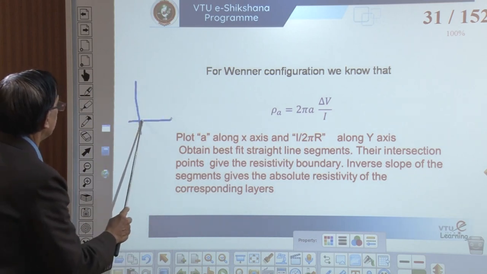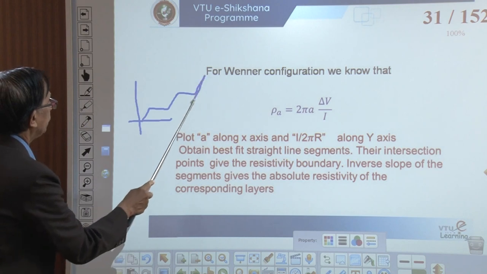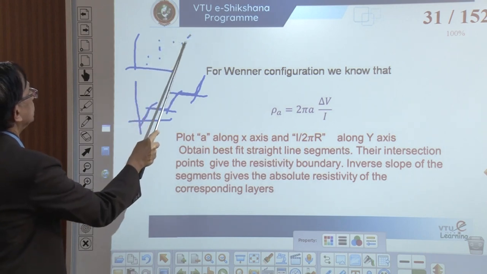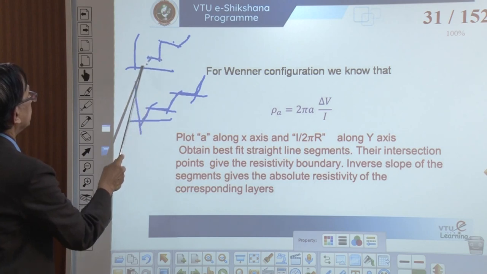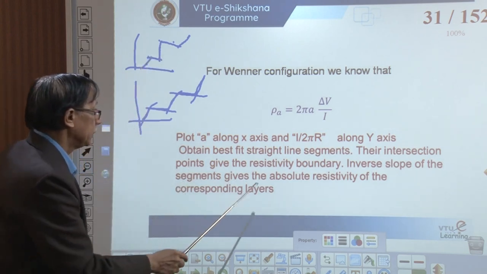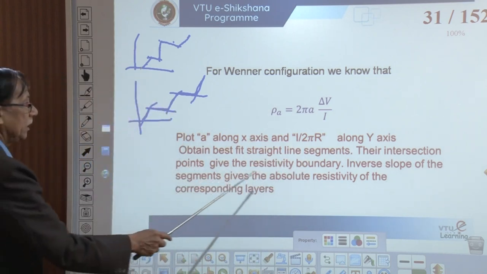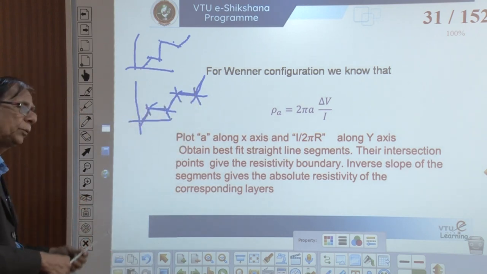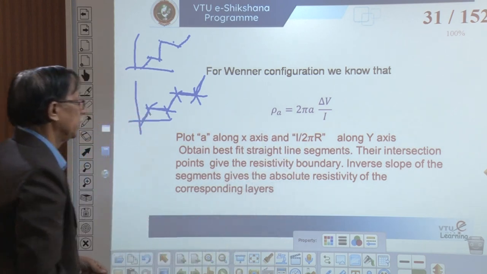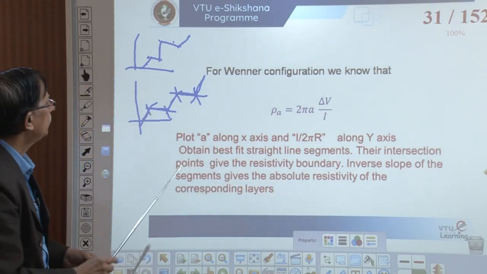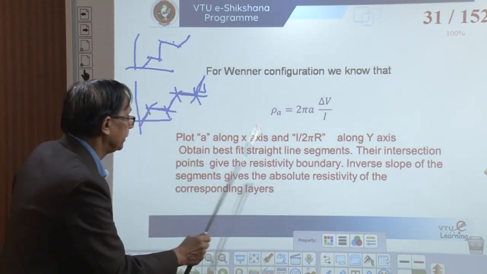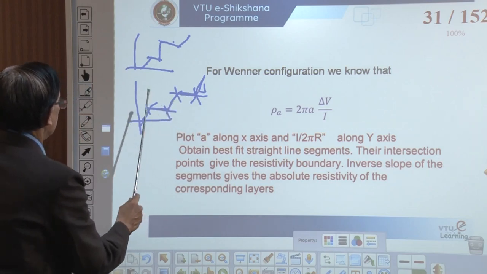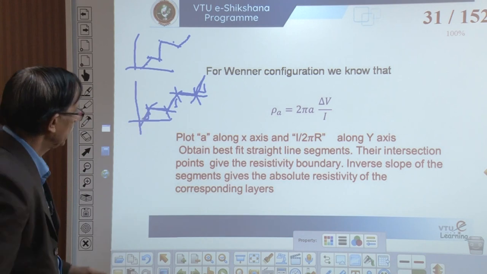For example, if we plot like this, this is one point, another, this is the best plot, this is another. But when we plot, we have the data like this. This is one best fit line, another like this. So we have to obtain the best fit line. And these truncations, wherever the slope changes or there is a sudden change in the resistivity, indicate a resistivity boundary. The inverse slope of the segment can be obtained to calculate the absolute resistivity for the different layers, this layer, like this, etc.